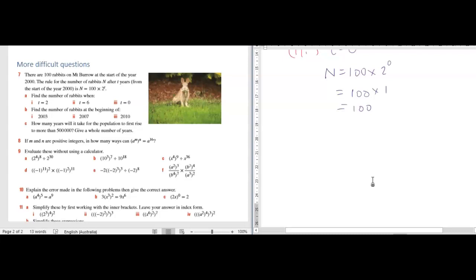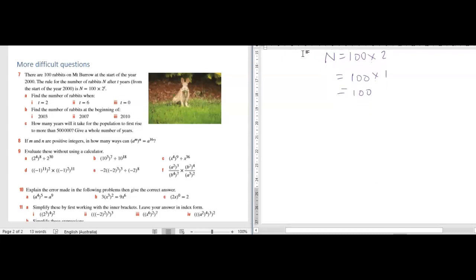Okay, the next part of the question, find the number of rabbits at the beginning of 2003, 2007, and 2010. Let's do the first one, 2003. Now, this requires us to see what t means. So t years from the start of 2000.